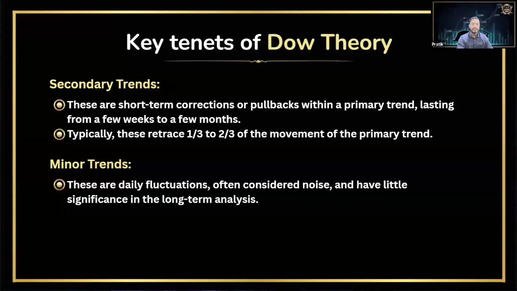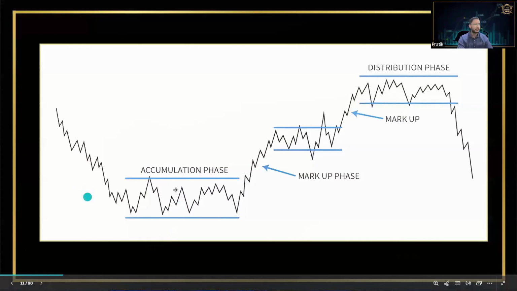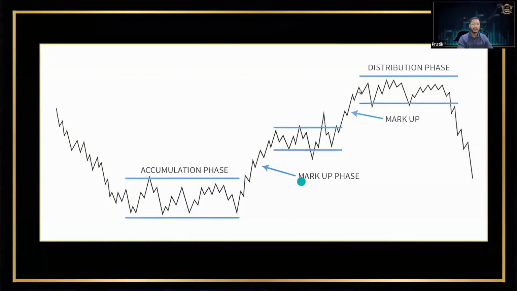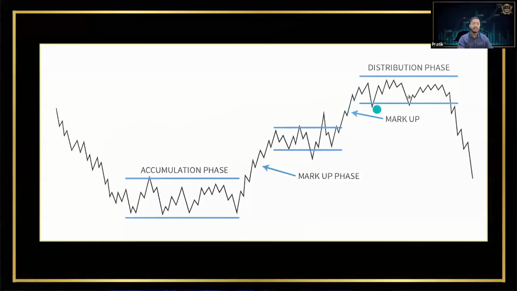Now, let's understand some phases of the primary trend. When you look at this part, you will see what is happening in the market. The market usually goes down. There is accumulation, where all the strong buyers are buying. It pushes the price up. This is the uptrend. Then there is distribution, where the strong sellers are selling, and then the downtrend. So most markets move like this.